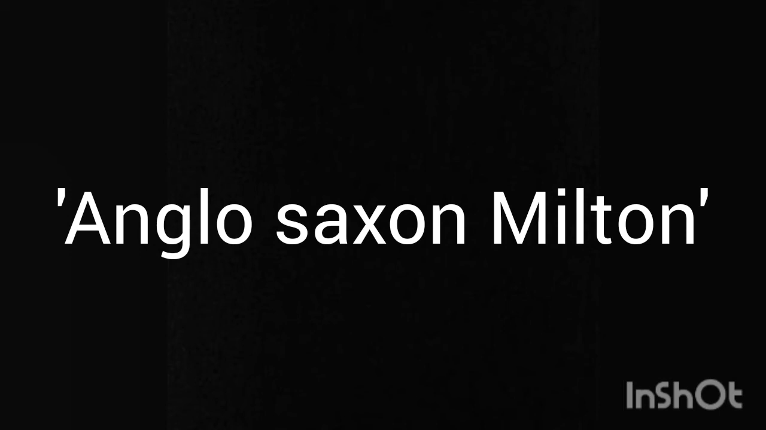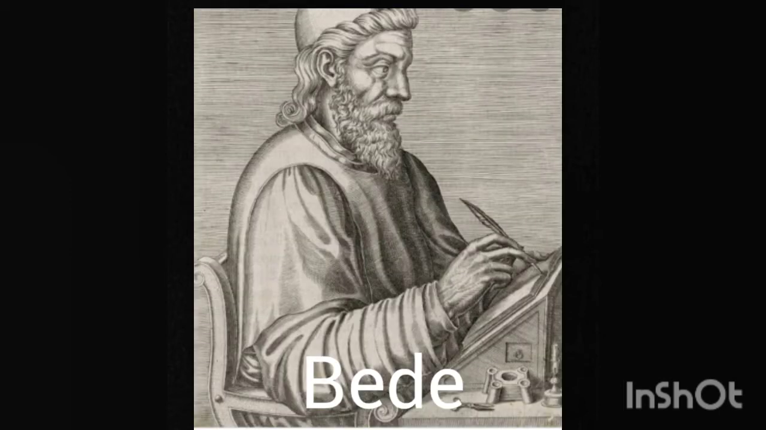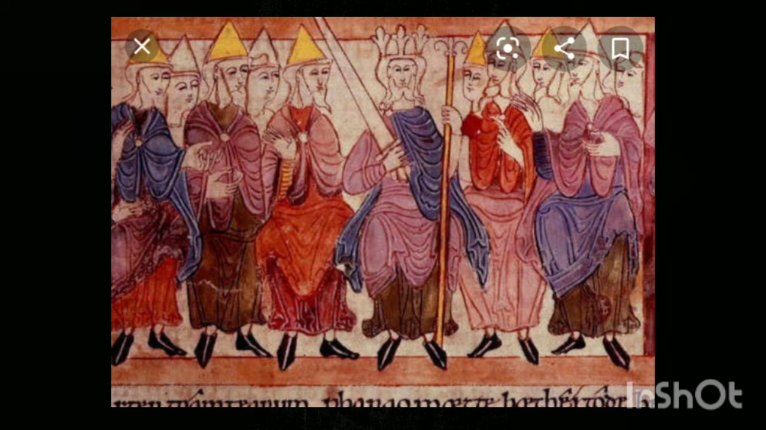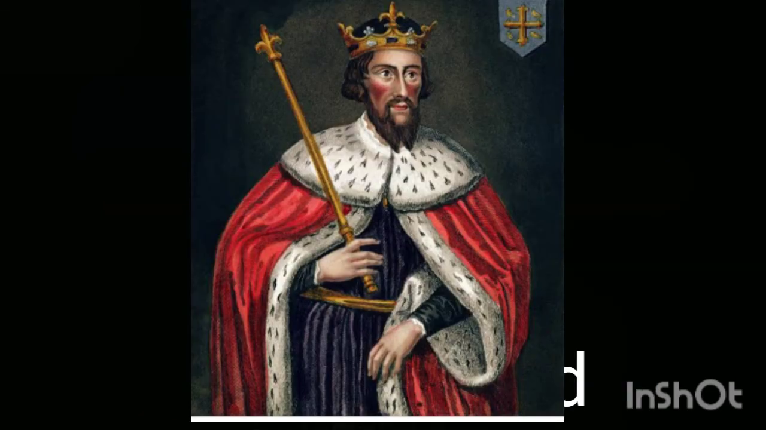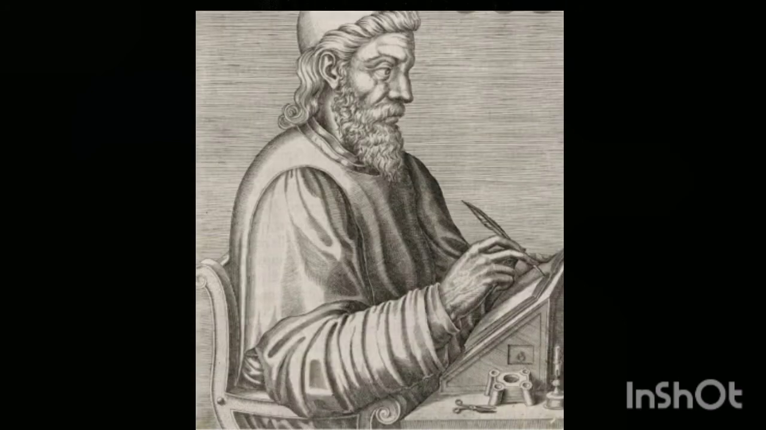The next important poet is Bede. He wrote Ecclesiastical History of the English People, which talks about early Anglo-Saxon England, and it was written in Latin. Later it was translated into Old English by King Alfred. Who King Alfred is, we'll get to know later. He also talks about the life of Caedmon and how he started to compose poems.